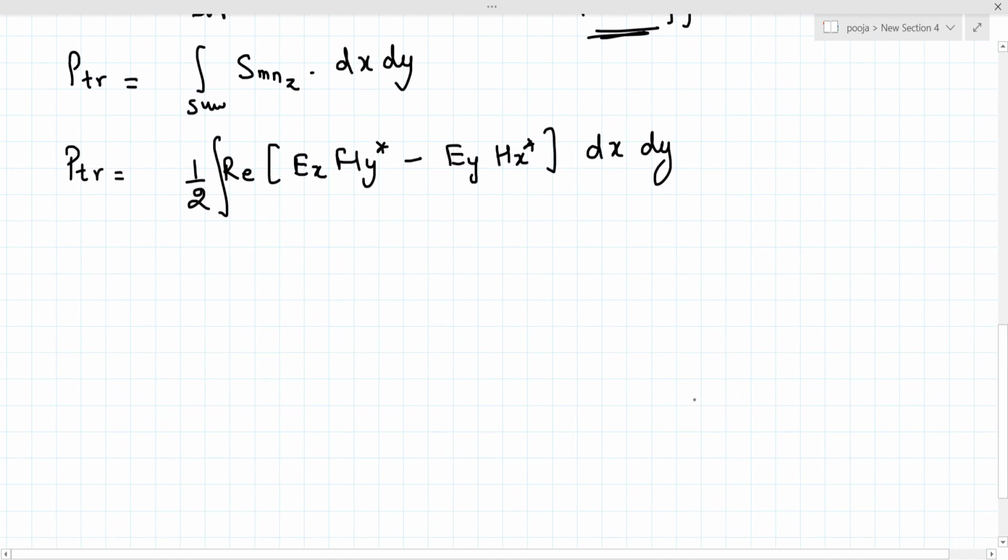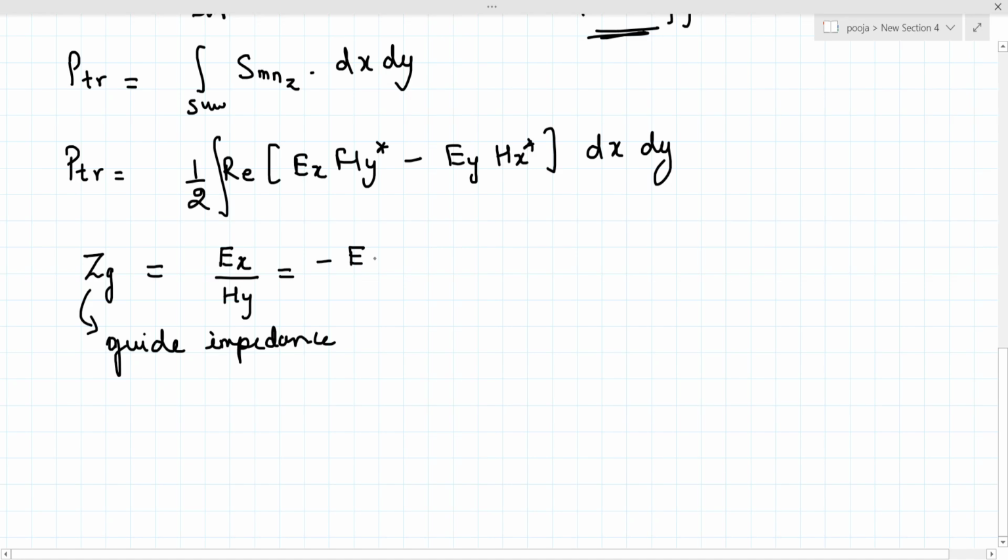How can we simplify this equation? By using the value of Zg. What is Zg? Zg is the waveguide impedance, which is defined as the ratio of the transverse components of electric field and magnetic field. Ex over Hy is equal to minus Ey over Hx, or if you have the Z component, Ey over Hz. We are following the right hand convention, meaning from X to Y to Z is the positive convention. If you follow any other convention, then it will be a negative convention.